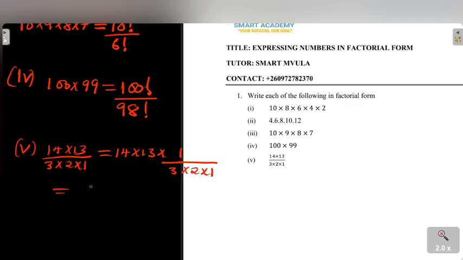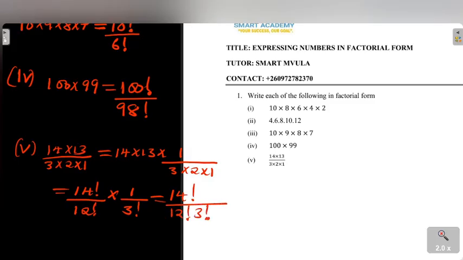So now we have 14 times 13, which can be written as 14 factorial over, then you say 13 minus 1, that's what? A 12 factorial. Then we say times, we have 1 over 3 times 2 times 1, that's a 3 factorial. So now this will give us 14 factorial over 12 factorial, then we have 3 factorial. So that's what we have there. So that's how you can write that number in factorial form.